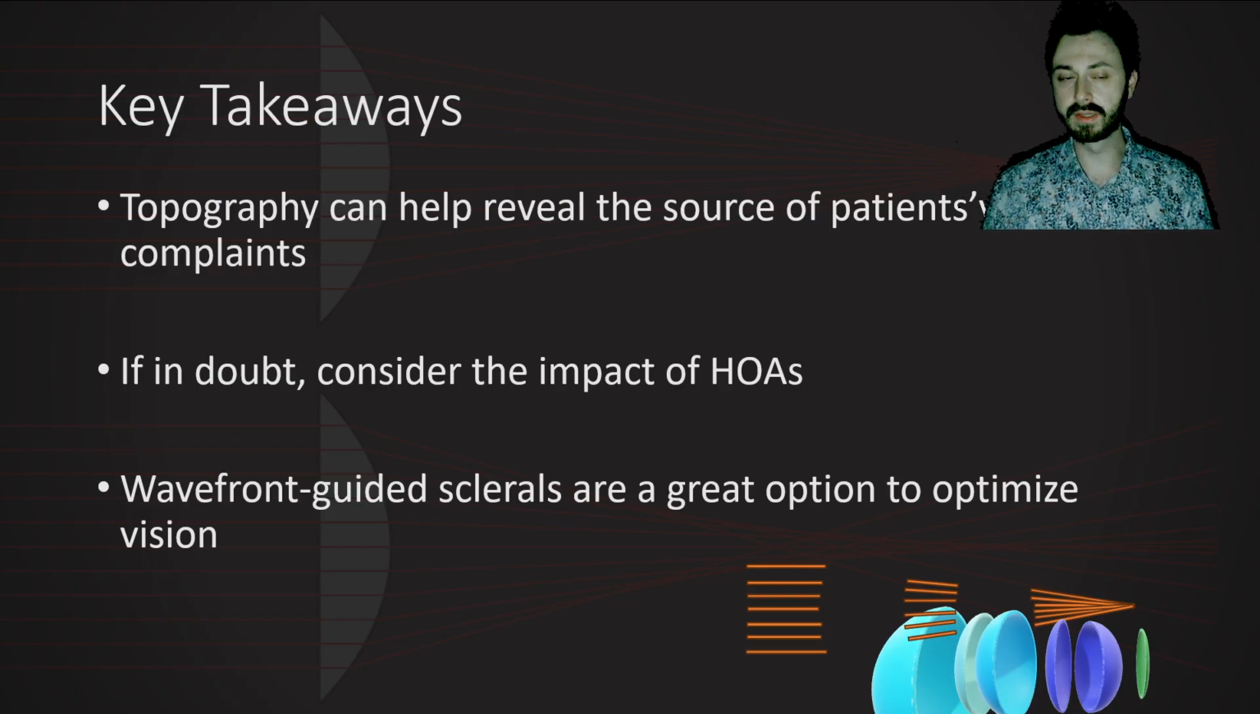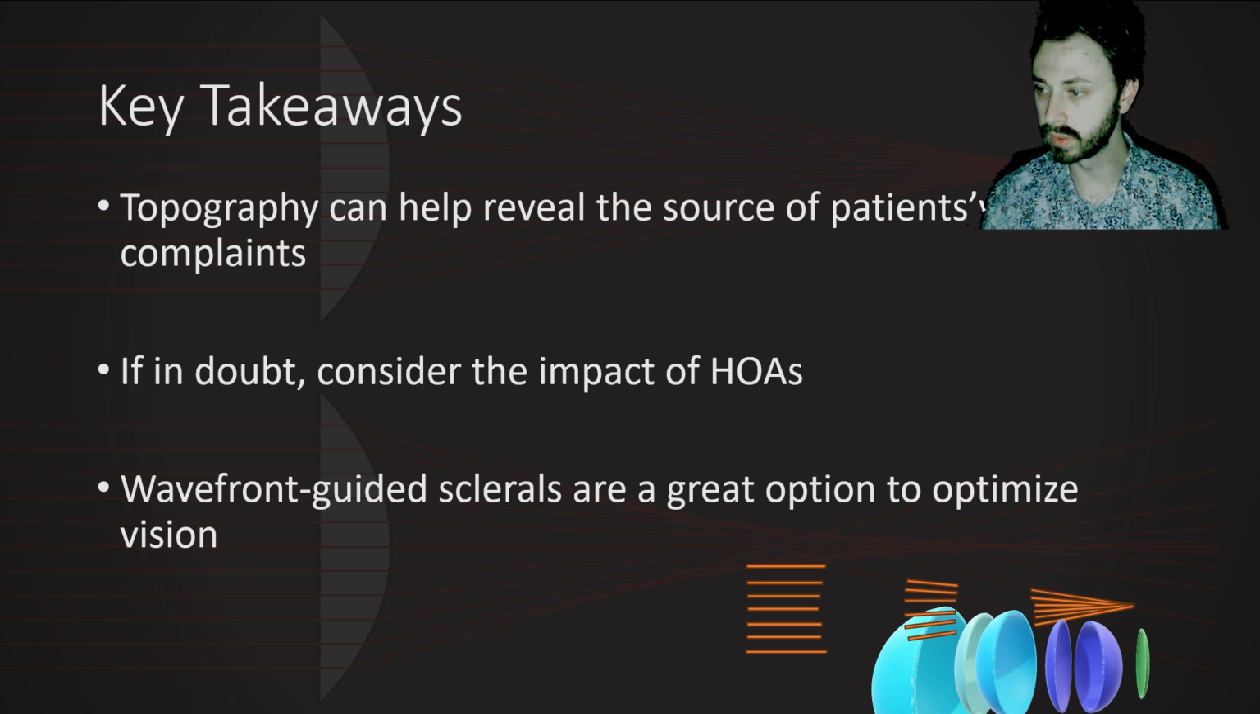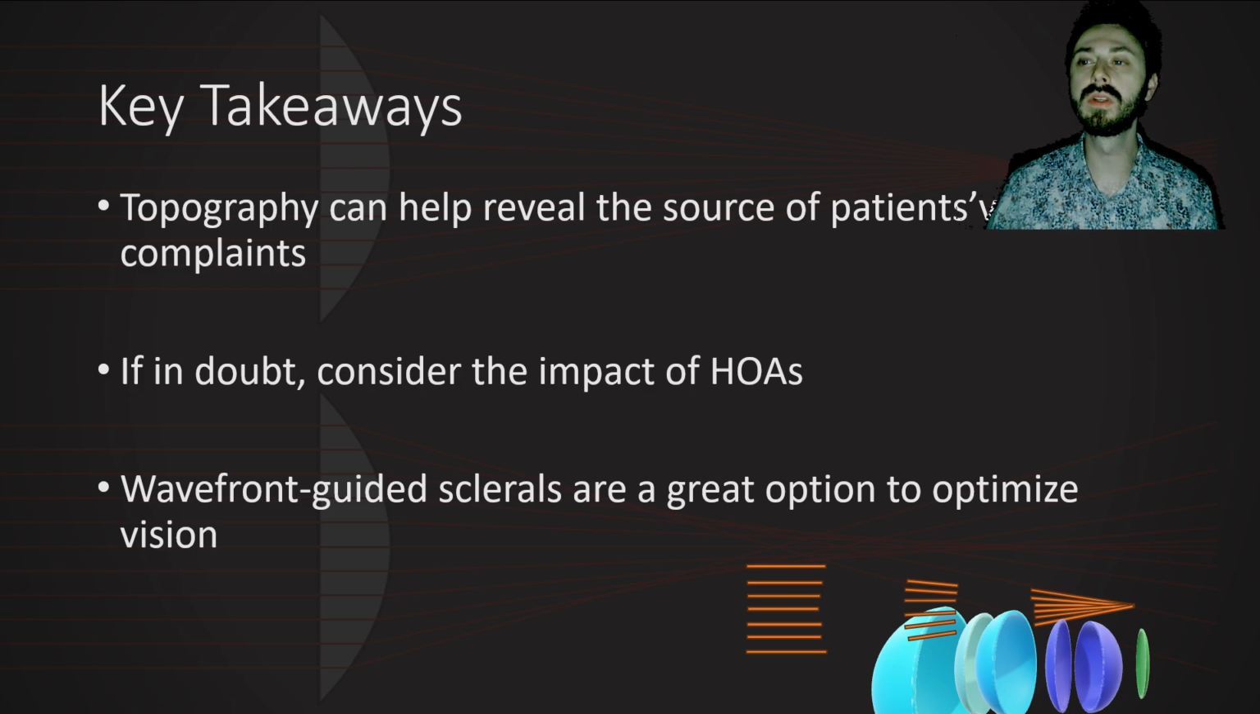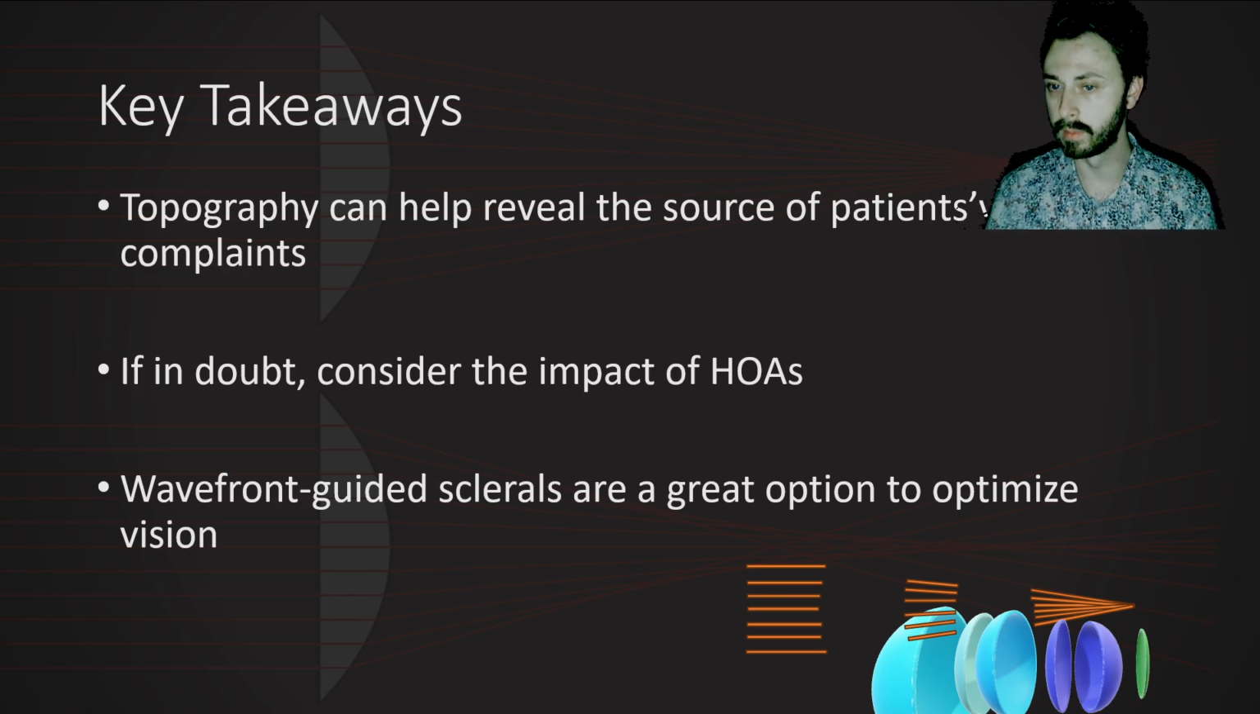So key takeaways from this: topography really can reveal a lot of the source of a patient's visual complaints, beyond just the diagnosis of keratoconus. The cornea is the most likely contributor to higher order aberrations that a patient may be suffering. And just taking a topography may reveal why a patient may be experiencing the higher order aberration symptoms. If you're in doubt, consider just taking a scan. If you have a wavefront aberrometer in your office, it may be worth just looking to see if this patient may be suffering from higher order aberrations.